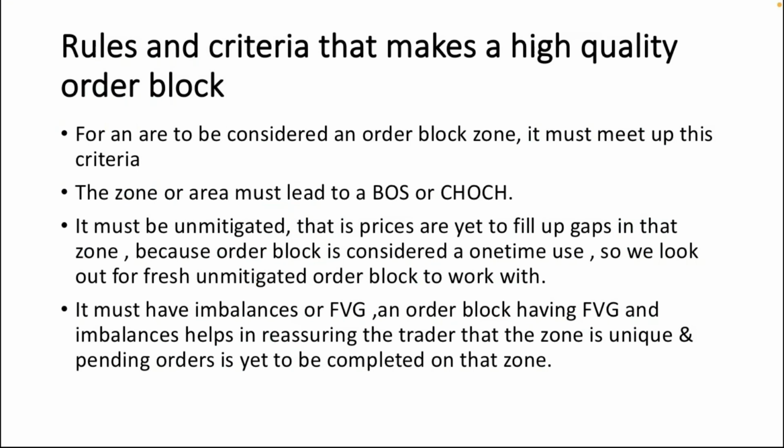Okay, now the rules and criteria that make a high quality order block. I said for an area to be considered a high quality order block zone, it must meet this criteria. The zone or the area must lead to a breakout structure, a change of character. Like I said, if an area does not have a direction, or if the market trend is not showing a clear direction, then you do not have an order block. Then you actually need to wait for a clear direction before you can start making your move or start implementing your move in the market.